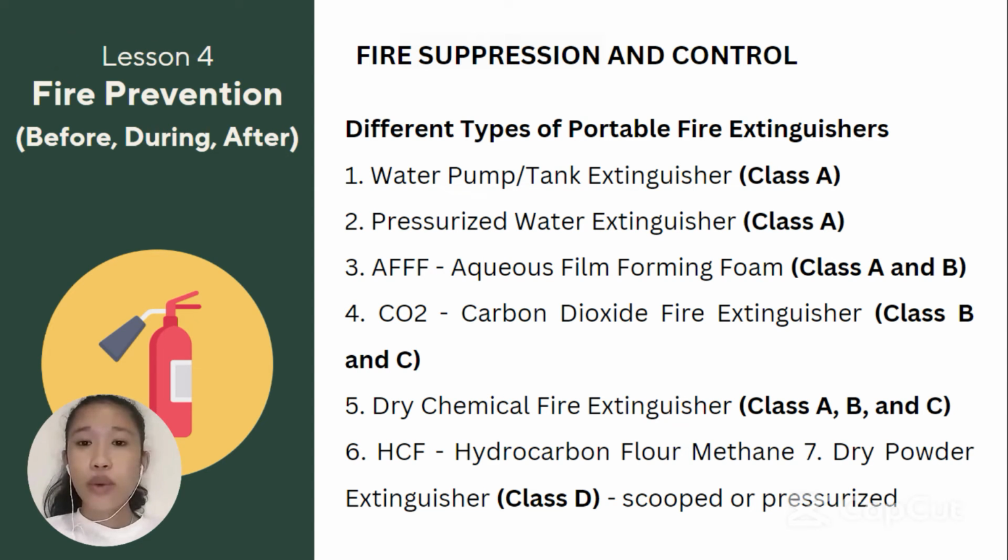So in this slide, we're going to talk about the different types of portable fire extinguishers. The first one is the water pump or tank extinguisher. It works by removing heat from the fire. This kind of extinguisher is very common, and you will mostly see it in buildings, schools, and etc. It is mostly the one we use.